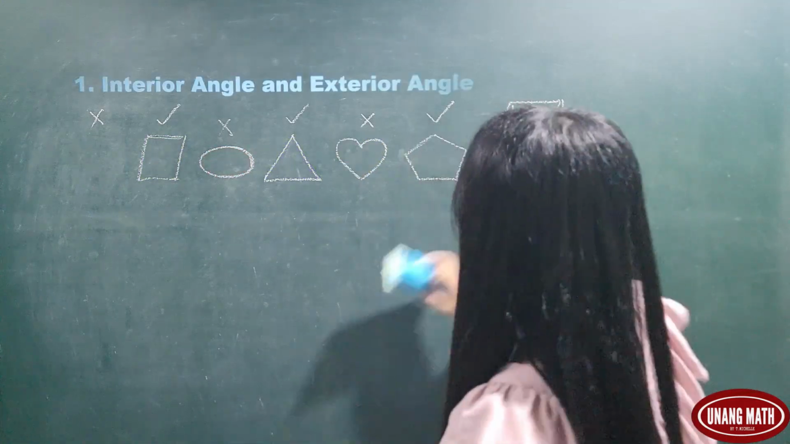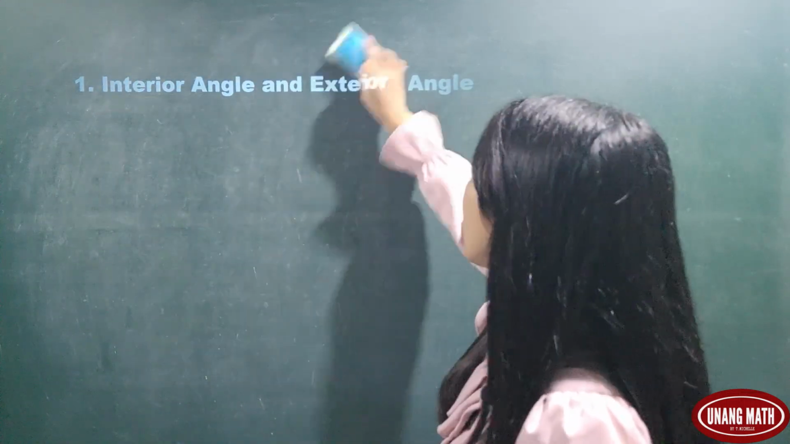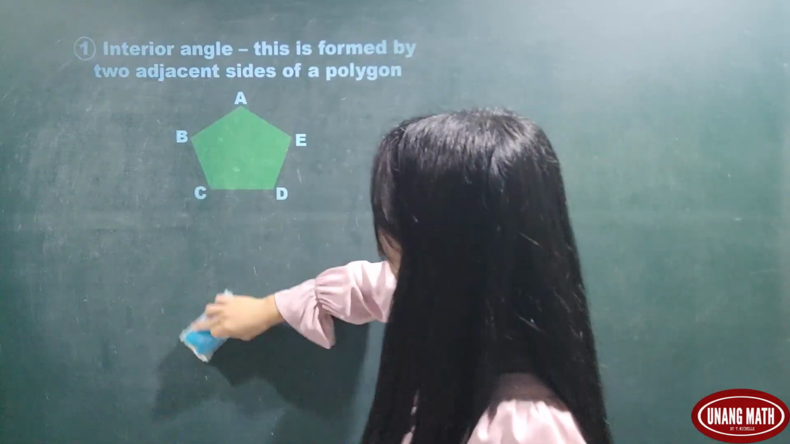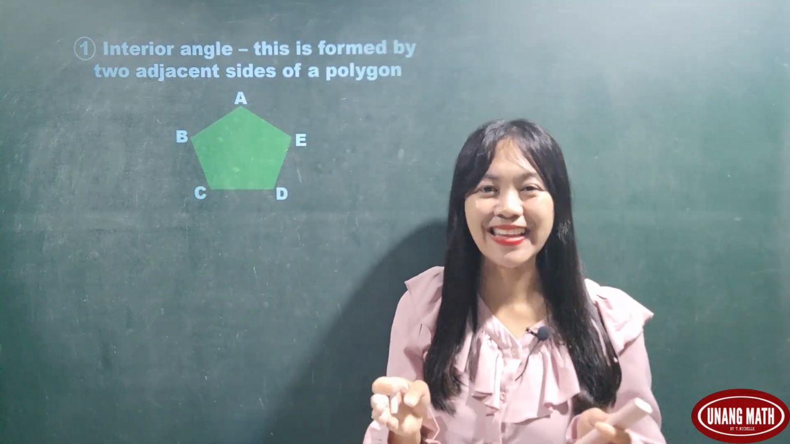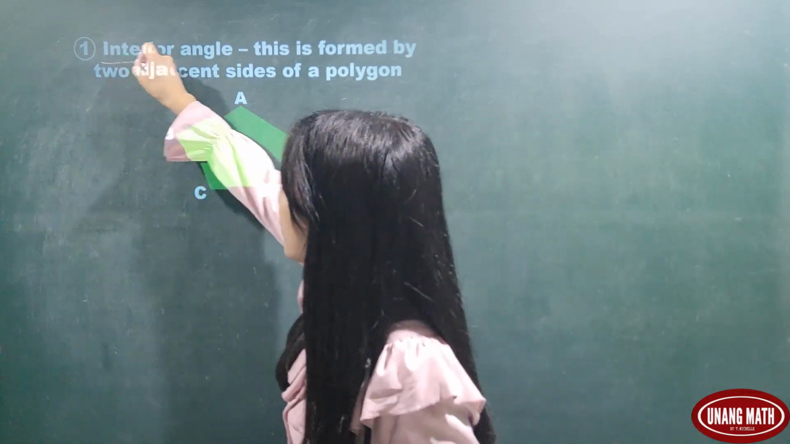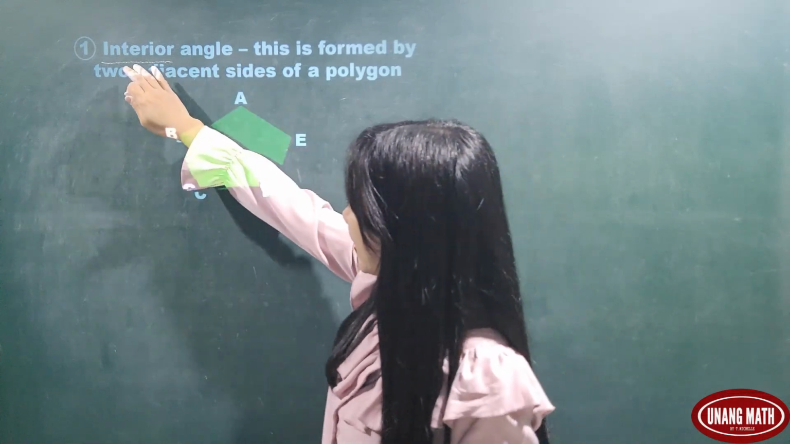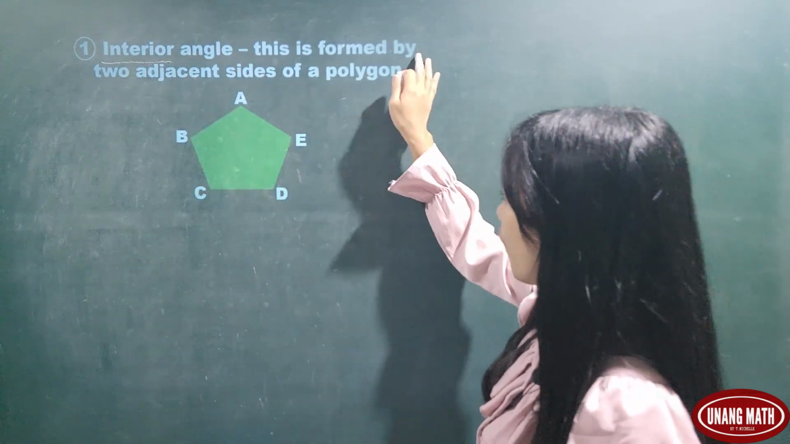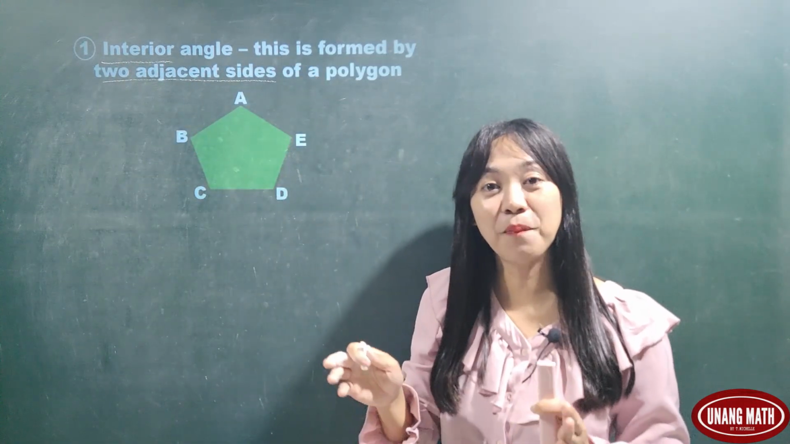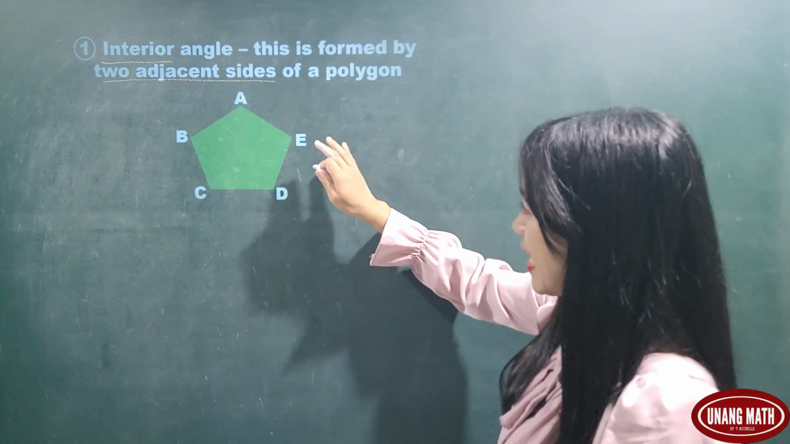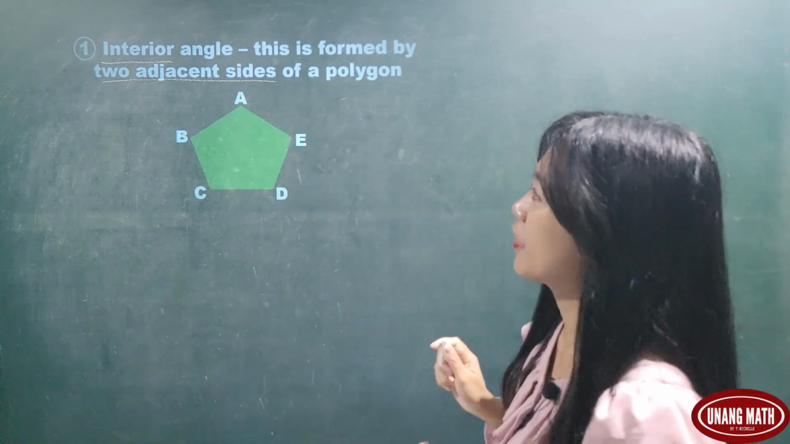Okay, this time, let's differentiate interior angle from exterior angle. Let's start with interior angle. I think you already have an idea because the word interior means inside. So, inside angle. When we say interior angle, this is formed by two adjacent sides of a polygon. Let's give an example for you to understand the concept of interior angle.